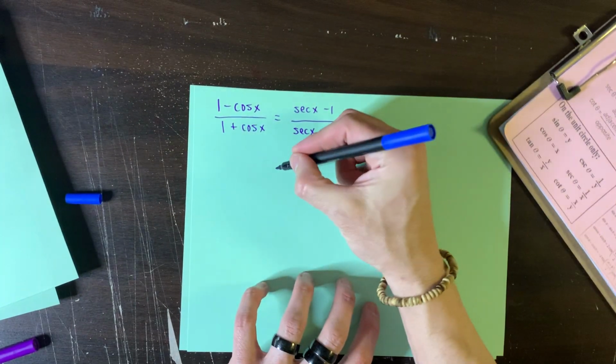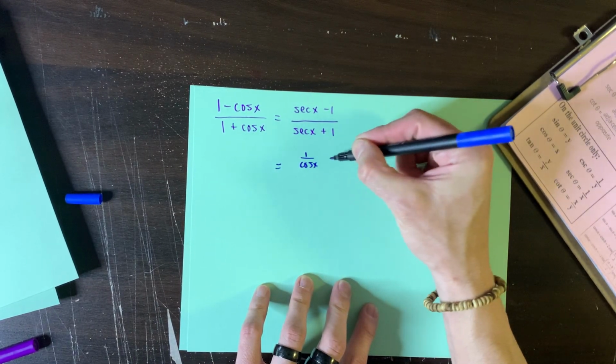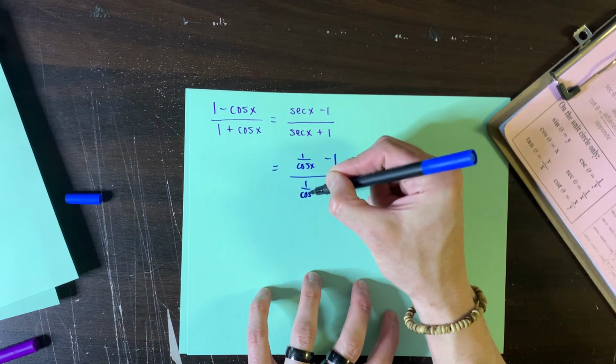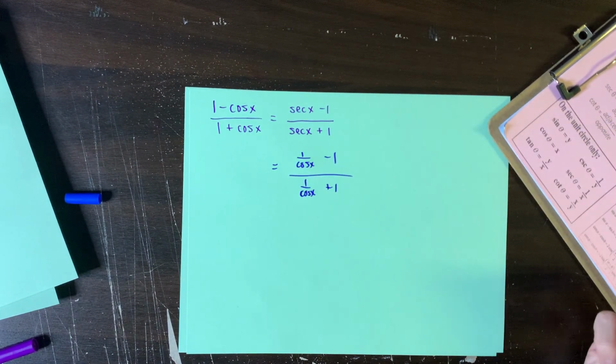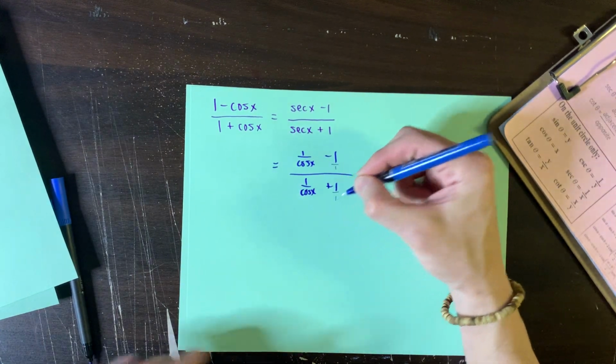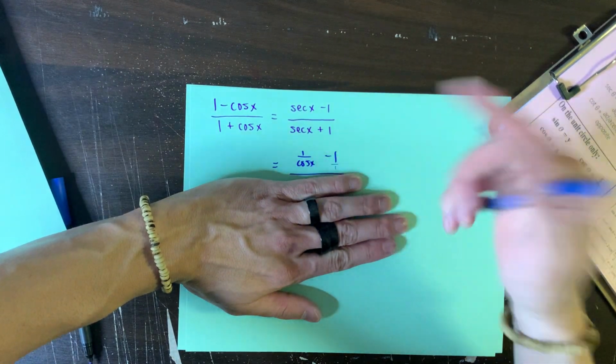So what I can do is turn that into 1 over cosine. And I can turn this into the same thing, 1 over cosine. And now I can put a 1 here and a 1 down there. Now, if you look at the top, I want to get a common denominator.